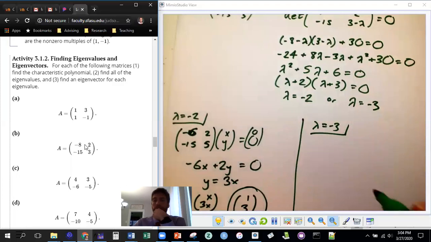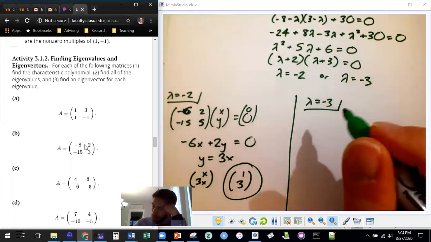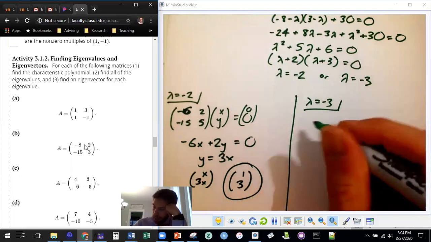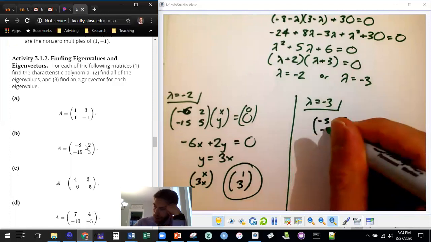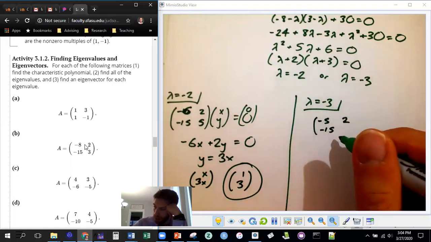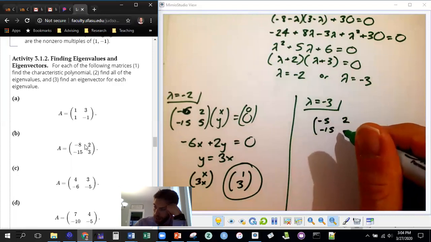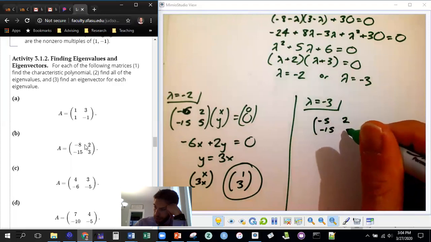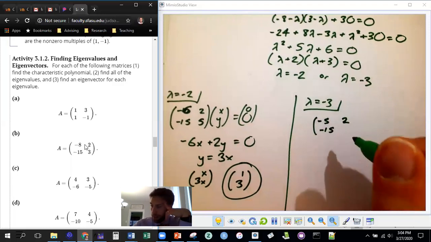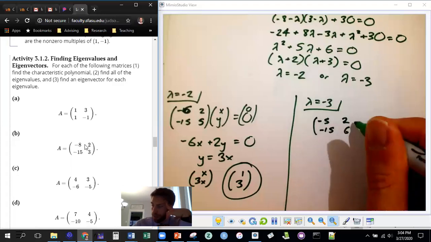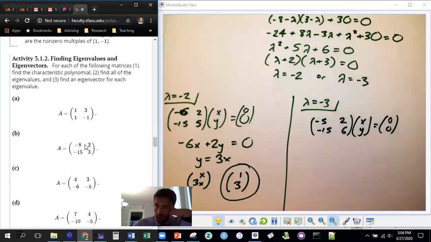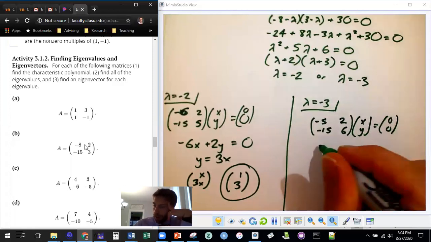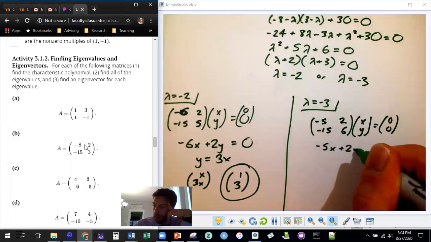All right. For -3, -8 minus -3 would be -8 plus 3, which would be -5. 2, -15, and 3 minus -3 would be 3 plus 3, which would be 6. Times (x, y) equals (0, 0). Okay, the two equations are both scalar multiples of each other. Check. My favorite one is the top one. So -5x plus 2y equals 0.